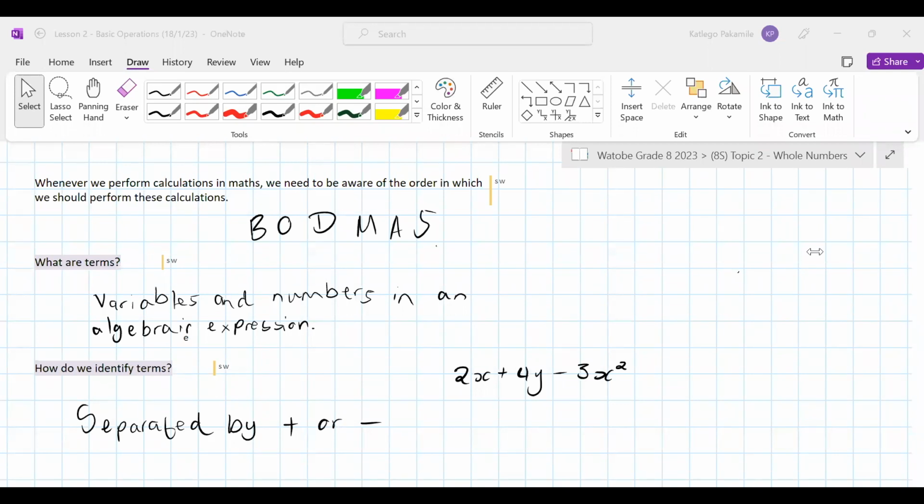Tato has his hand up, or her. Tato? I think the terms are 3. You think we have 3 terms. Do we know what we call an expression with 3 terms? Any idea?